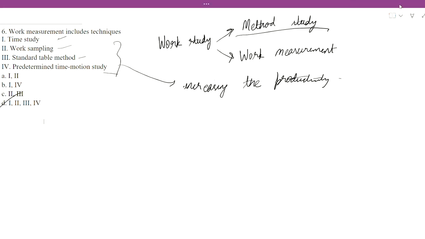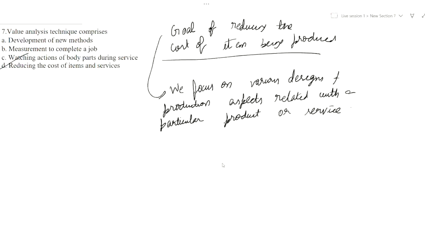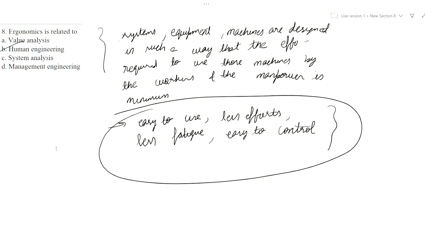Okay, so moving forward, we discussed the value analysis techniques, which have the major goal of reducing the cost of the item being produced. We focus on various design and production aspects related to a particular product or service, which helps in reducing the cost, and ergonomics.